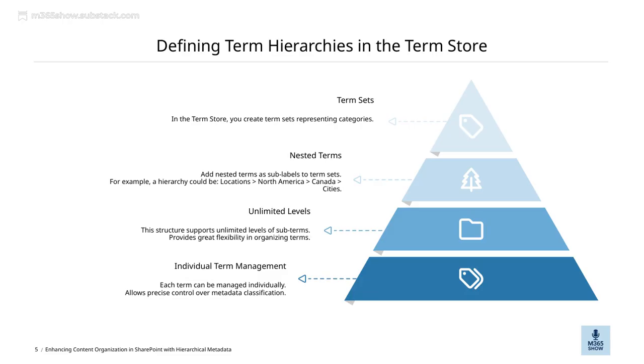Finally, in the term store, you create term sets that represent broad categories. These serve as the foundation for your metadata hierarchy, helping to streamline content classification and retrieval. Overall, this hierarchical approach makes content organization more intuitive and scalable, which supports better content management across your organization.